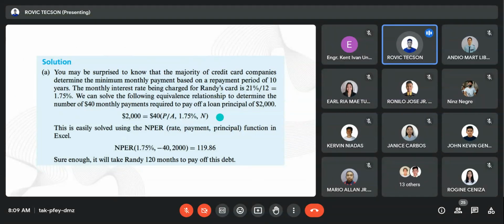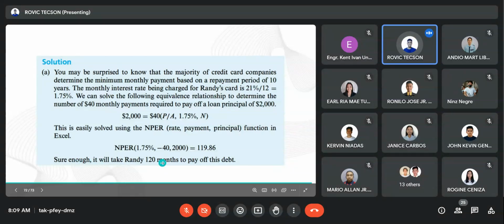So, to solve the number of periods, makasolve ta gamit ang atong spreadsheet formula which is NPER, 1.75% is our interest rate, negative 40. Kaning negative 40 is our payment amount, and then ang 2,000 is our principal. So makakuha siya og 119.86 or atong i-round off og 120. So ang 120 mao ang mabayad siya og 120 months sa iyang debt.